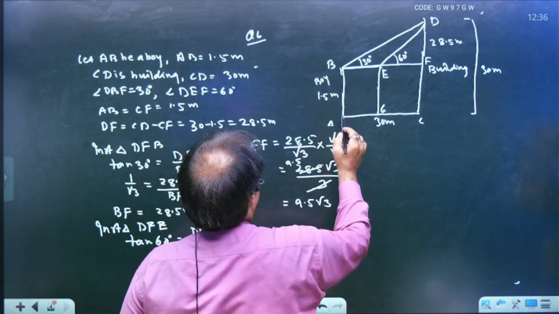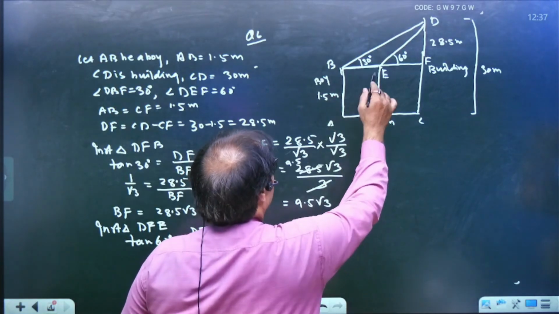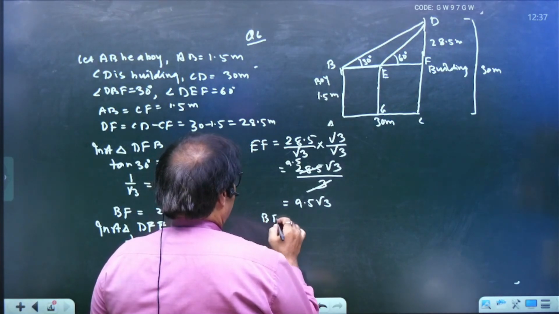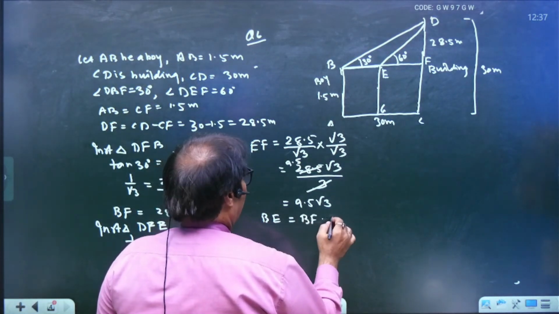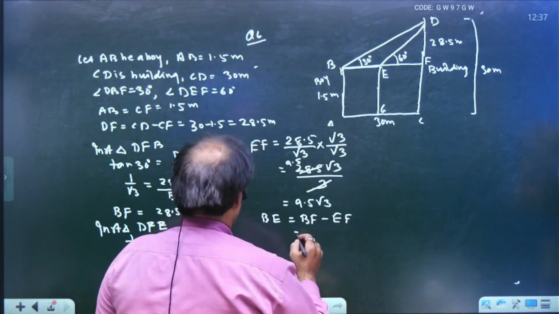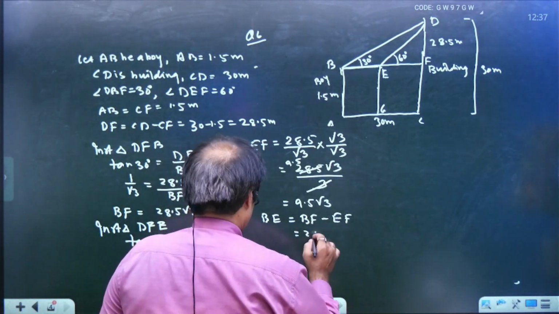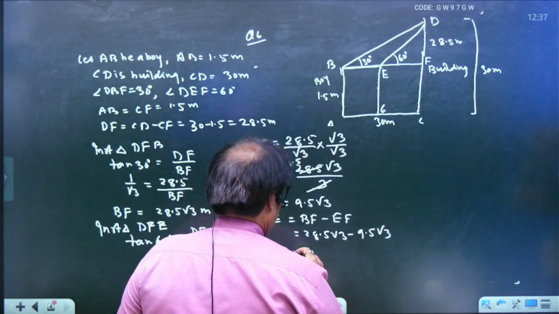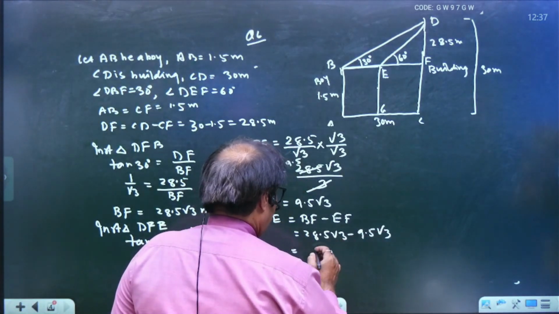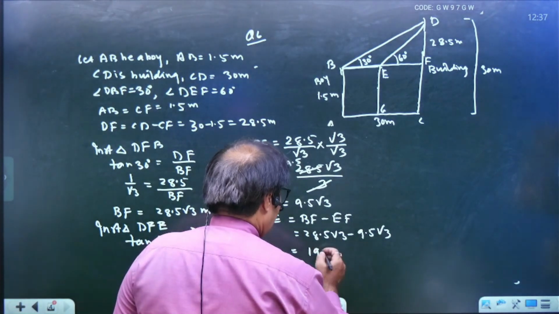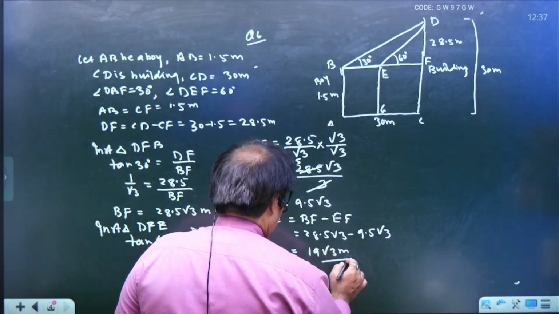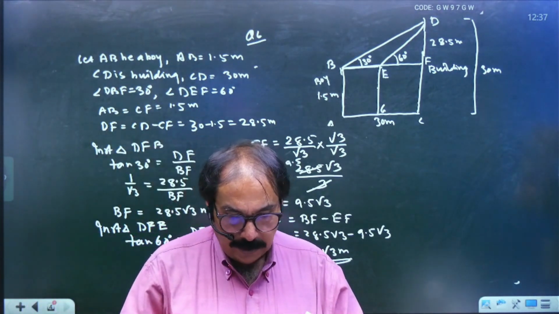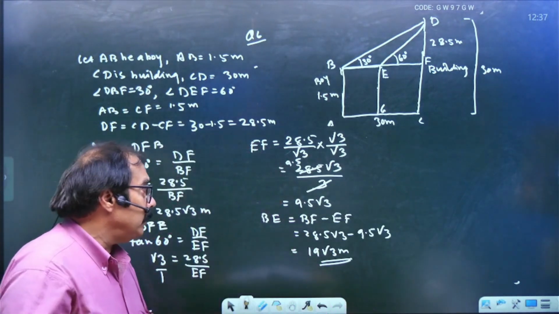We have to find the distance because the boy moves from AB to GE. Therefore BE is equal to BF minus EF, and the value of BF we have already calculated: 28.5 root 3 minus 9.5 root 3. So finally it is 19 root 3 meter, and this is the distance which the boy walks towards the building, 19 root 3 meter.